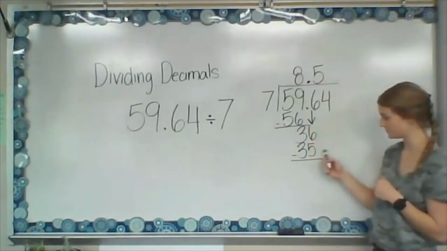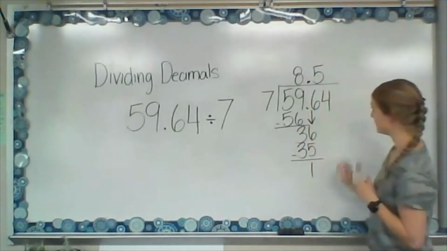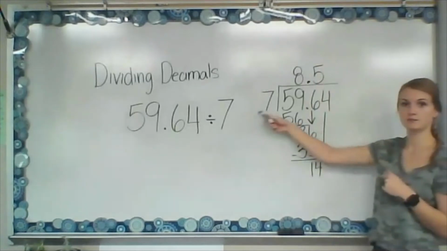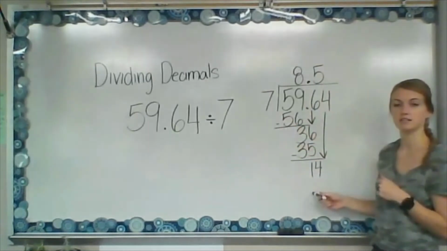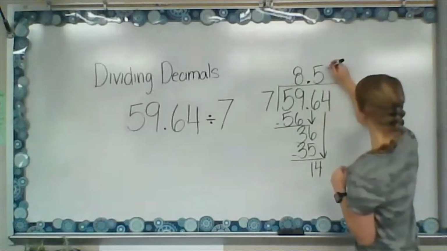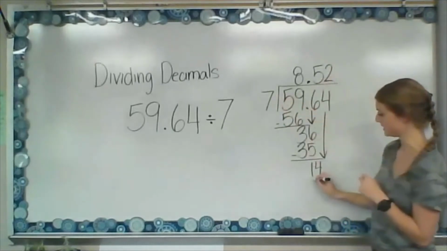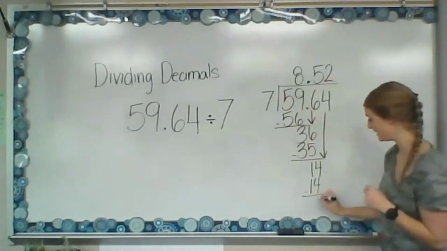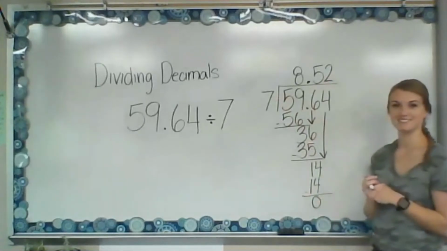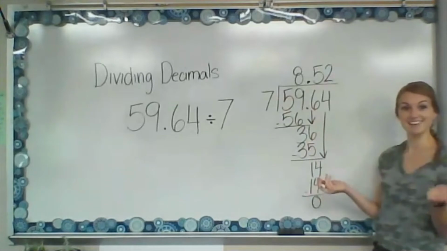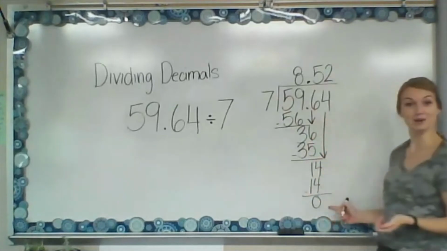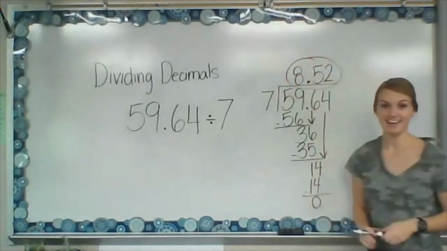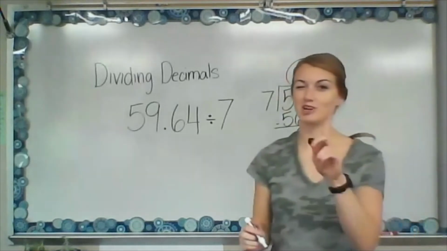So then I subtract 6 minus 5 and I get 1. I have 4 to bring down. And how many times does 7 go into 14? 2. 2 times 7 is 14. I'm going to subtract and get 0. And that's everything. We go till we get a 0, so now we know we're done. 8 52/100. We're going to try one more.